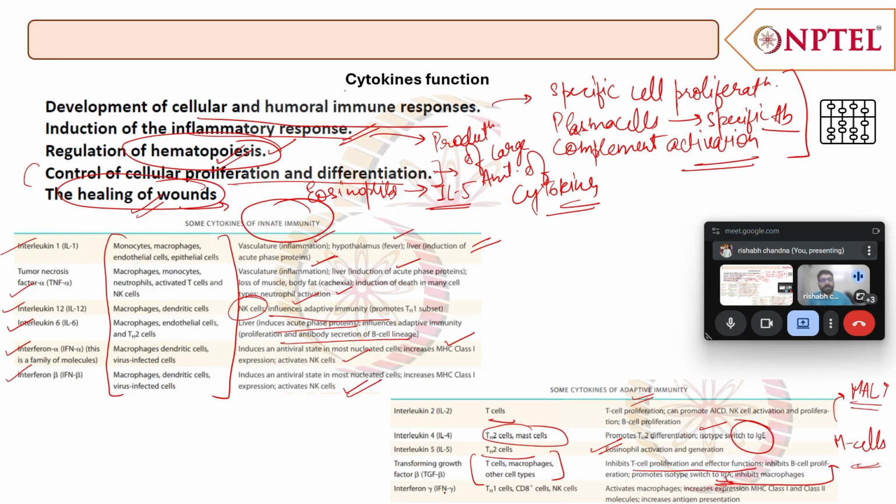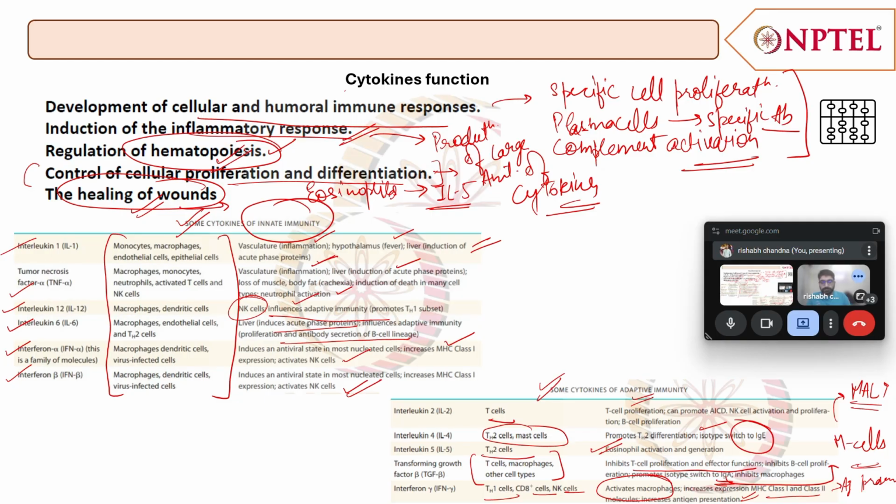Okay, then we have IFN gamma. These are secreted from Th1 cells, CD8 positive cells, and NK cells, and they activate macrophages, increase expression of MHC class 1 and 2 for antigen presentation, and then increase the antigen presentation. Okay, so these are some of the cytokines that play an important role in adaptive immunity as well as in innate immunity.